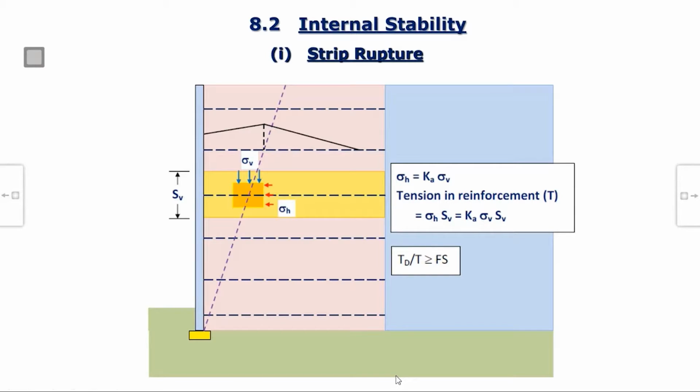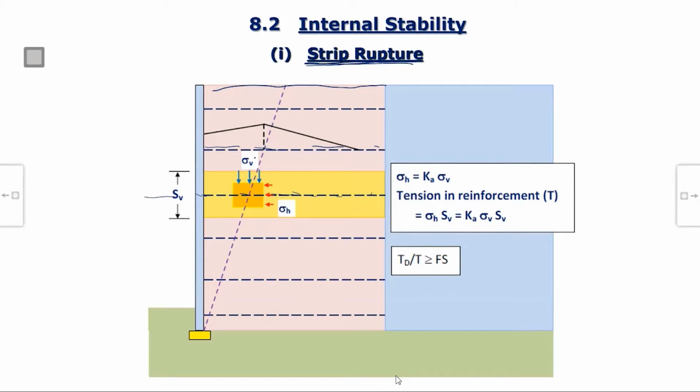Now coming to internal stability. That was external stability. Internal stability means stability of only this reinforced block. So there are two types of things. Now what will happen? First is what is known as tensile rupture or rupture of the reinforcement. Now these are various reinforcement layers. Okay. Now let us say we are talking about this layer.